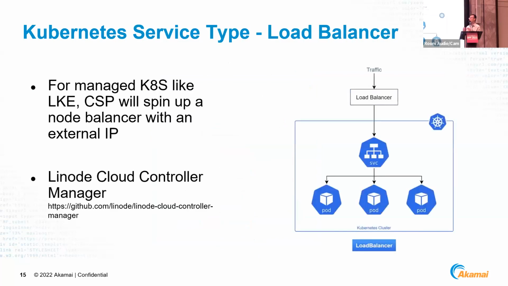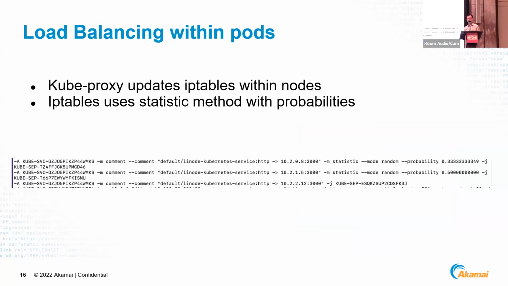And the last one is load balancer. So load balancer basically builds on top of the NodePort. You will balance between the various nodes and then get to the pods. So for a managed Kubernetes service like Akamai provides, the cloud service provider will spin up an external load balancer with an external IP, a public IP, such that you can access your pods. And this is the Linode Cloud Controller Manager GitHub of their implementation of the load balancer, the node balancer.